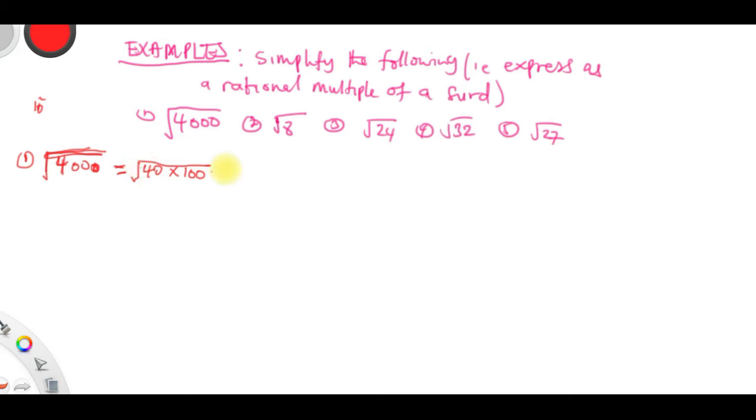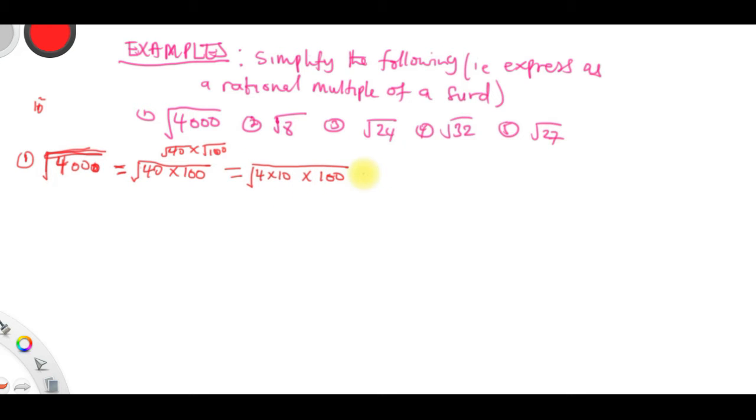And this 40 also has a factor which is a perfect square. What is that factor? 4. So we can write 40 as 4 times 10. Then times 100. We put them under one square root sign. When you get here, you can break them: the square root of 40, then times the square root of 100, each under its own square root sign. Then we will arrive at the same answer.